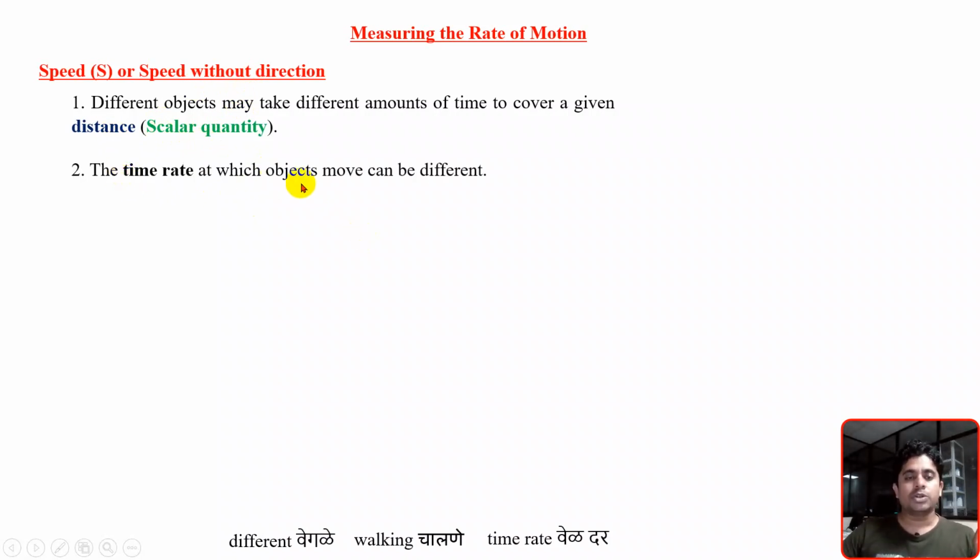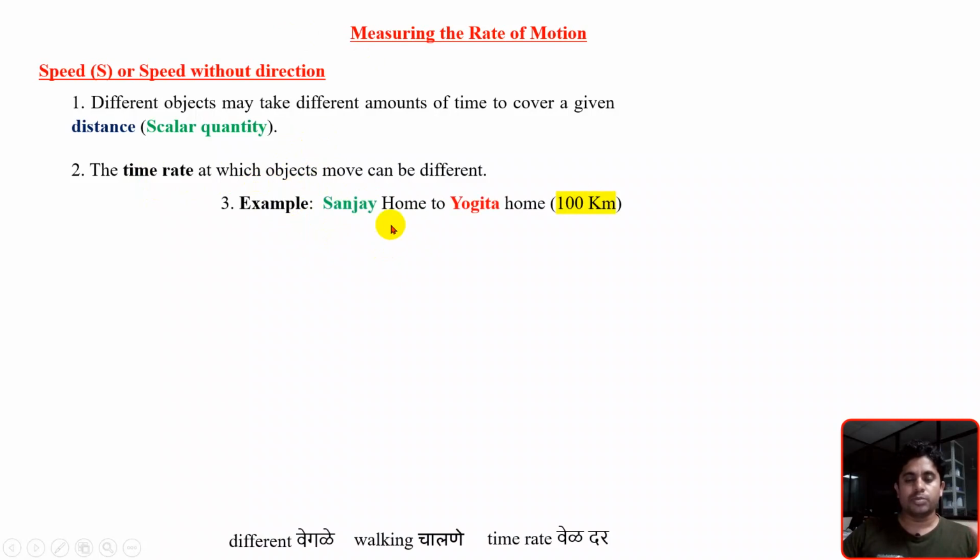The time rate at which objects move can be different. So what I have said here, in a simplified manner: the object can move with different time rate. It may take different time to travel the same distance, right?